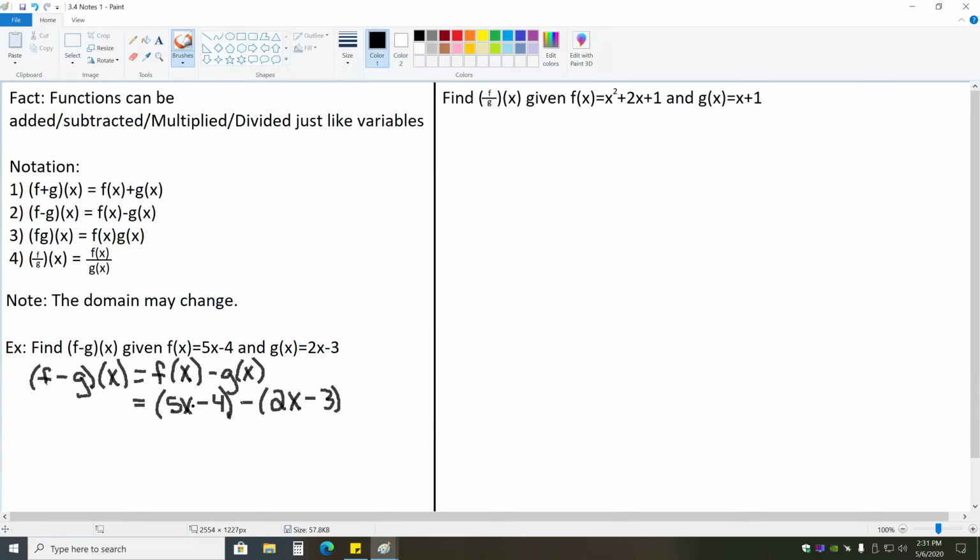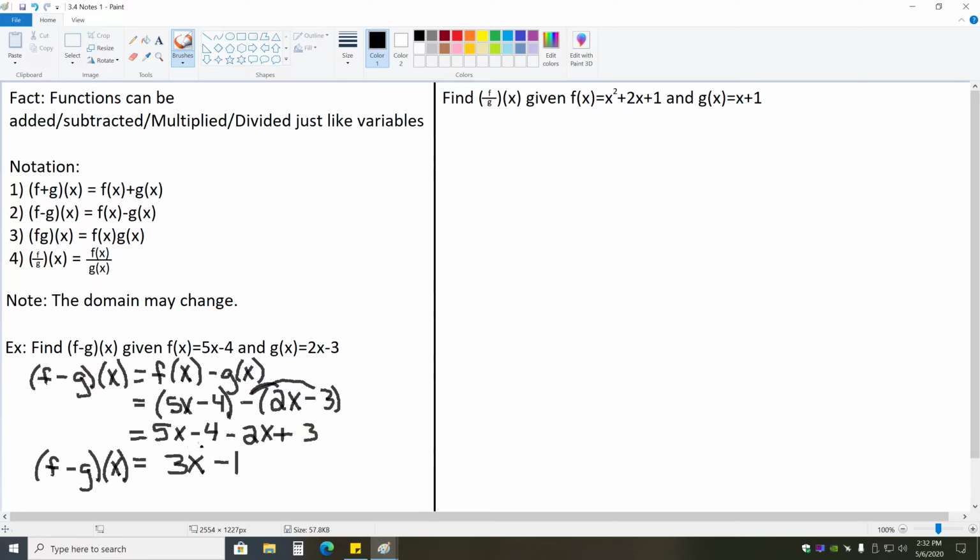With that, we are subtracting two polynomials now. So all we have to do is treat this like we've treated problems in the past. We'll distribute the negative. The first polynomial, nothing's going to happen to it since there's nothing outside of the parentheses. So we just have 5x minus 4 minus 2x when we distribute the negative, and then plus 3, as negative times negative 3 gives us positive 3. And when we combine our like terms, we're left with 5x minus 2x is 3x. Negative 4 plus 3 is minus 1. So f minus g of x is equal to 3x minus 1.